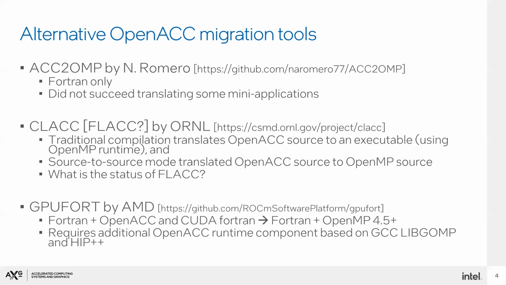So the latest addition to this list was shared with me this morning, and this is GPU4, which is developed by AMD. They are working towards translating Fortran plus OpenACC and CUDA Fortran into Fortran plus OpenMP. I have been reading the requirements and the readme for installation notes and everything. My understanding is that GPU4 requires some additional OpenACC runtime component, which is based on GCC libgomp and HIP++. So I'm not particularly sure that we want to take that road, right?